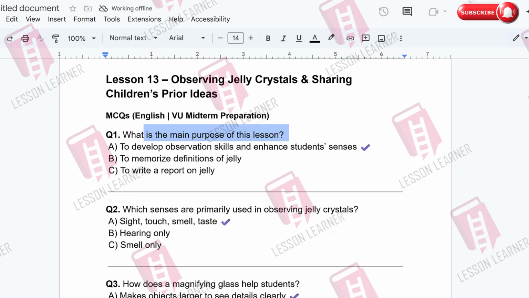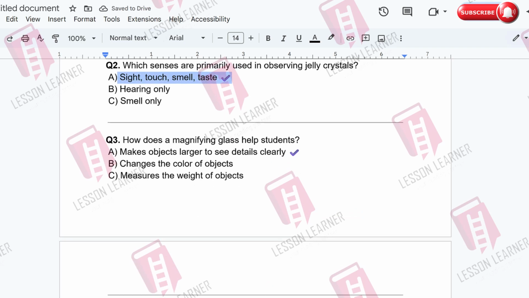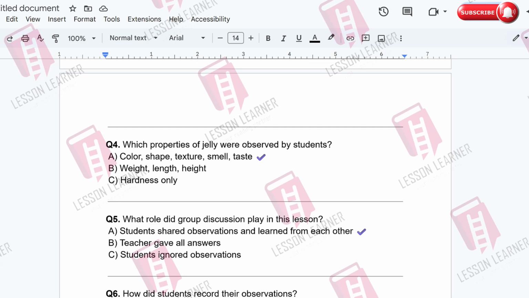What is the main purpose of this lesson? It is to develop observation skill and enhance the students' senses. Which senses are primarily used in observing jelly crystal? Sight, touch, smell, and taste. How does magnifying glass help the student? Makes objects larger to see details clearly.